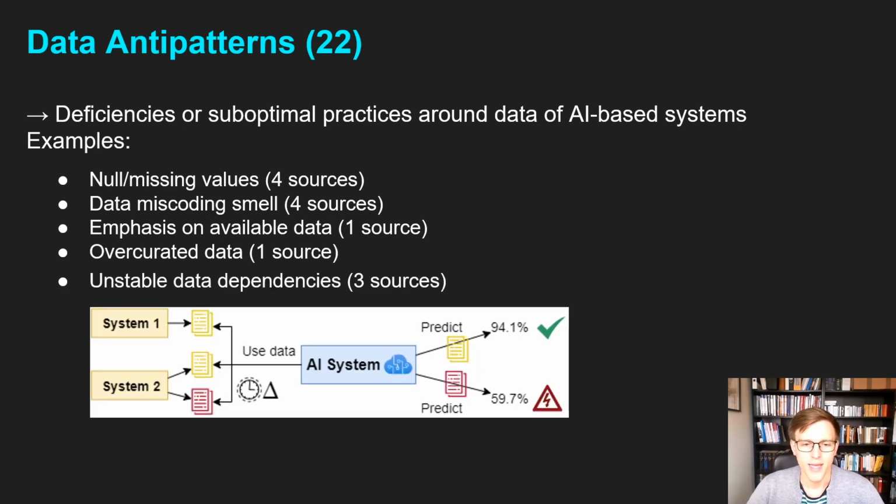A more complex antipattern in this category was unstable data dependencies. Here, our AI system uses data from external systems or components that may change over time. And if this data changes, it is unstable, this may have a significant effect on our prediction quality if it is used, for example, to compute features.